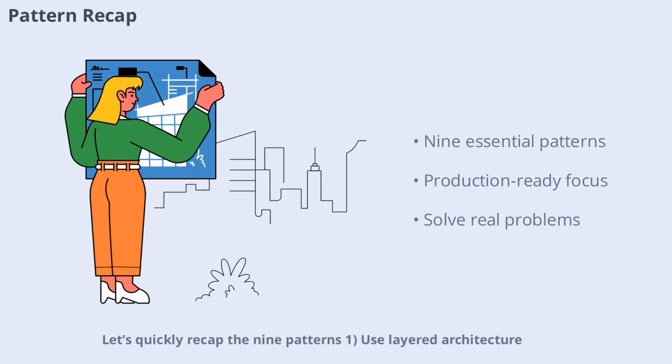Let's quickly recap the 9 patterns. 1. Use layered architecture. 2. Centralize exception handling. 3. Never expose entities directly. 4. Manage configurations with profiles. 5. Use real logging. 6. Validate everything. 7. Use transactions. 8. Add caching. And 9. Secure your APIs. Each pattern addresses a specific pain point in production systems.